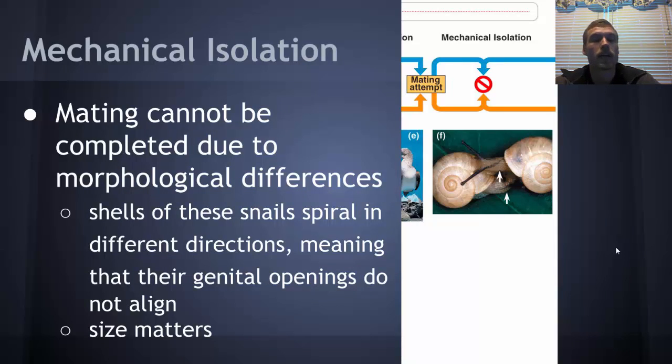Now, we can also have mechanical isolation. So this is where the mating cannot be completed due to morphological differences. So, based on the structure of the organisms and their reproductive parts, they're not going to be functionally able to mate. So, for example, these are two different species of snail. You notice that their shells spiral in opposite directions. And because their shells spiral in opposite directions, their genital openings do not align, meaning that they cannot exchange gametes. So therefore, reproduction cannot occur. And this is true in a lot of different species.